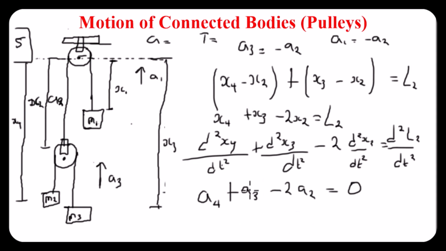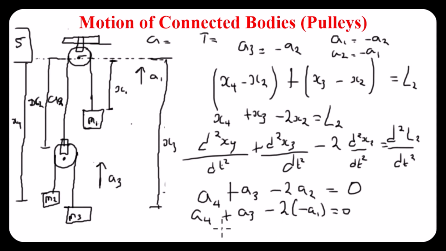All right, so time for us to put in a missing unknown. We already said that a2 here would be the same thing as negative a1. So a2, same thing as negative a1. So here we can write this a2 as negative a1. So here we have a4 plus a3 minus 2 in the bracket of negative a1 equal to 0.